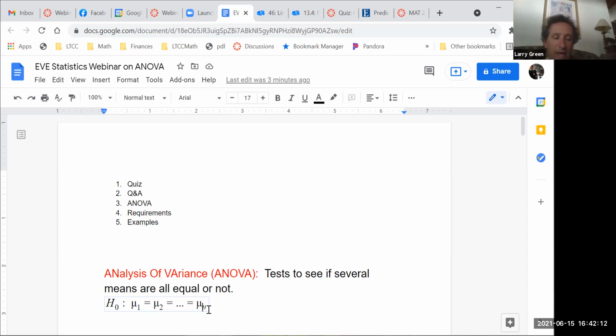On the other hand, let's say we wanted to find out if the GPAs are the same or different for the Cal State systems, the UC system, and the California Community College system. So in other words, the three major systems in California. Well, then you don't need the dots. You would just do mu sub CCC equals mu sub CSU equals mu sub UC. And that would be your H naught. Any questions on that?